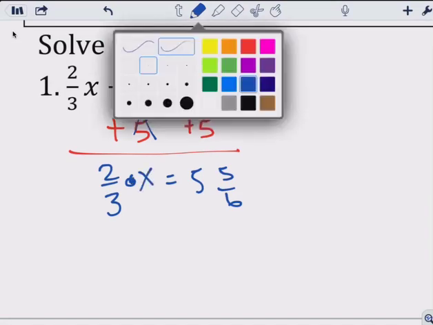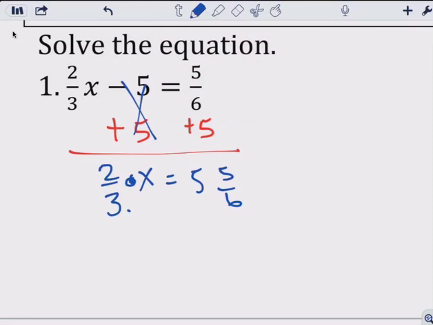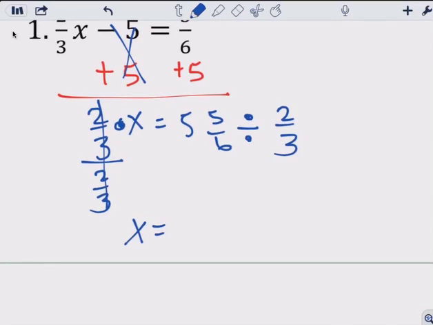Okay. Now the opposite of times is divide. So you would divide by 2 over 3, right? Divide by 2 over 3. That cancels that out. Okay, when you divide, you keep the first one, that's 35 over 6.